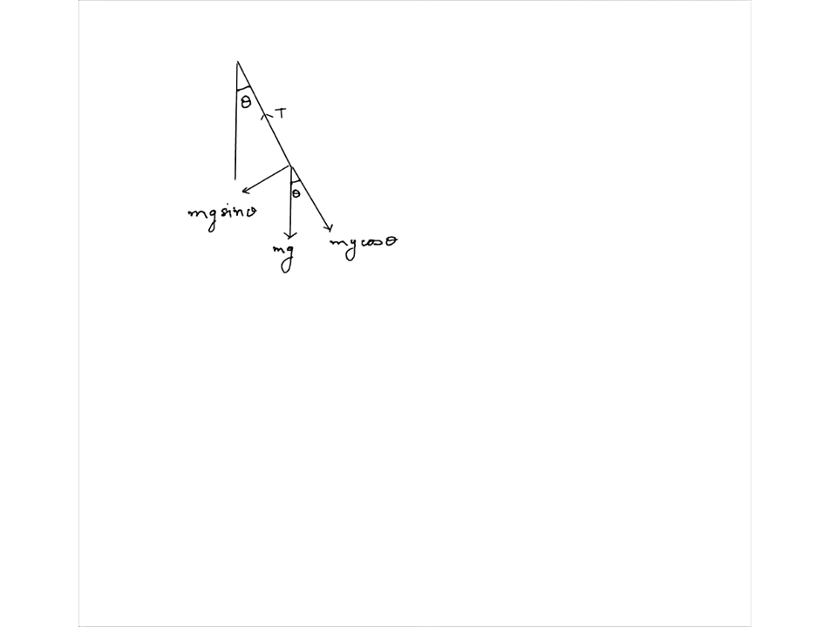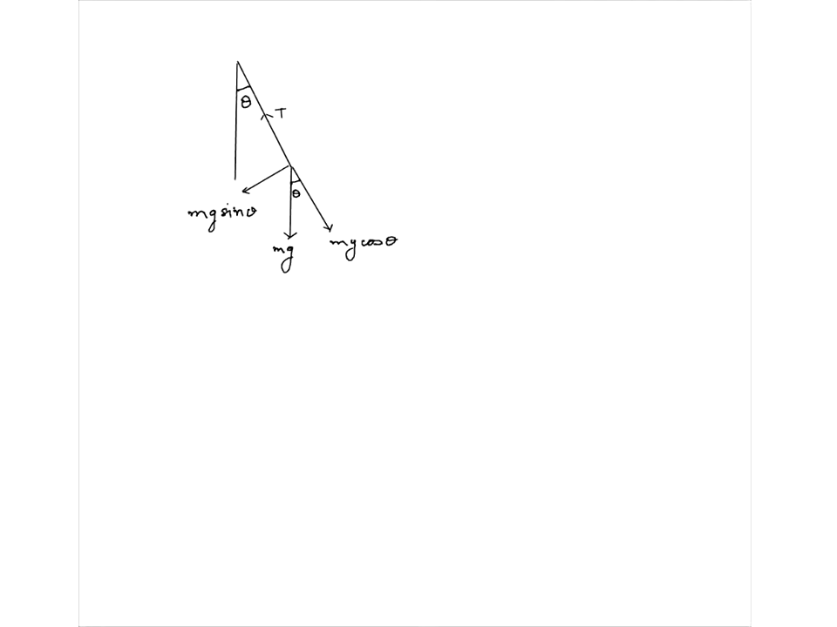And the answer is no, it is not always correct. The reason is centripetal force. Who will provide centripetal force? So actually, T should be larger than mg cos theta. So T minus mg cos theta, that can provide the centripetal force.